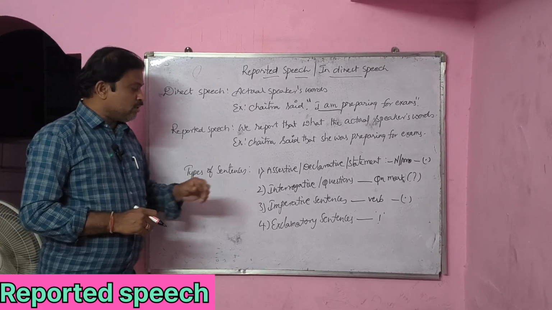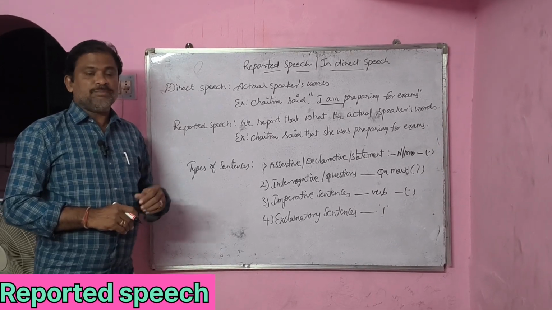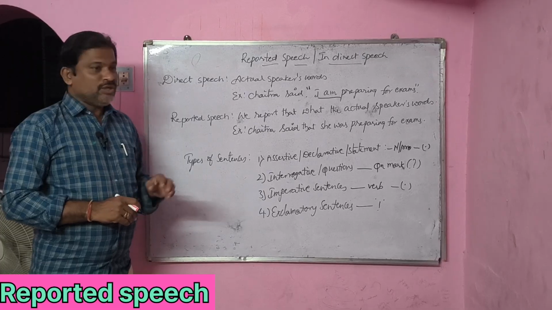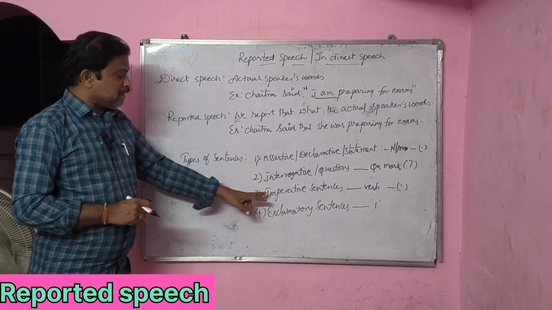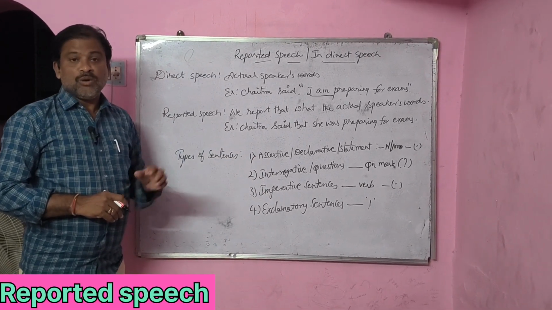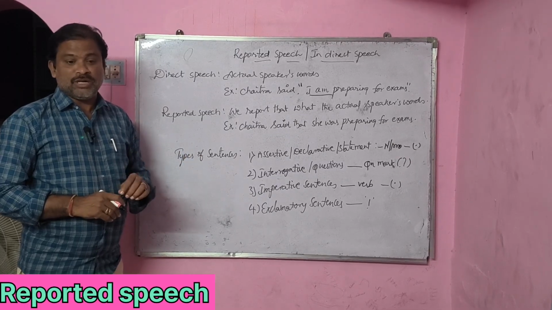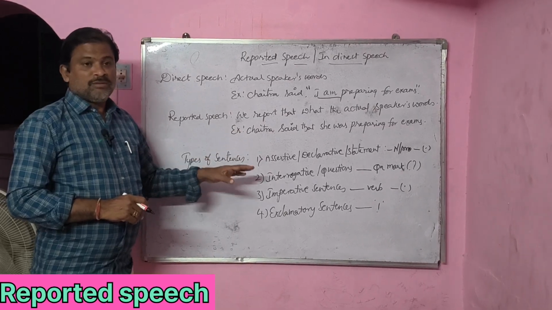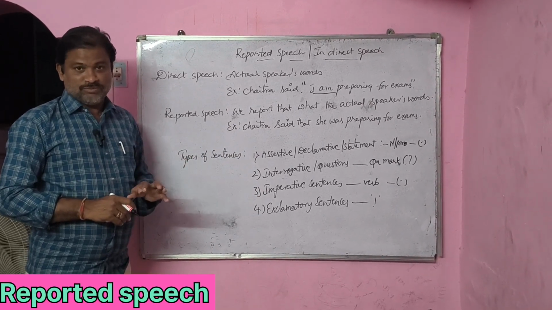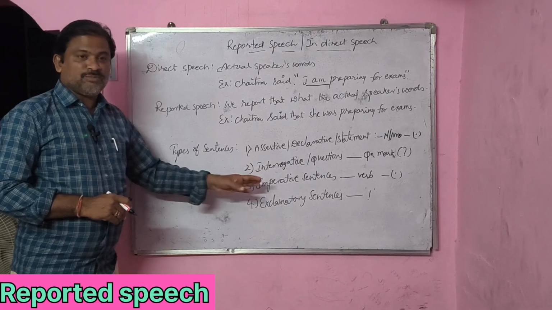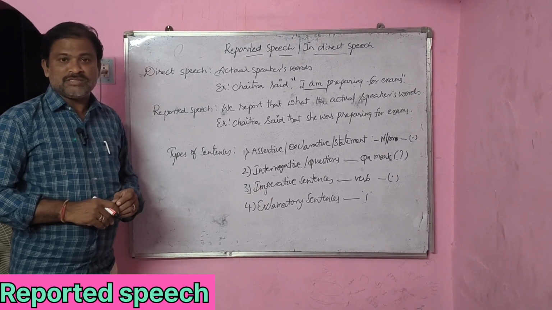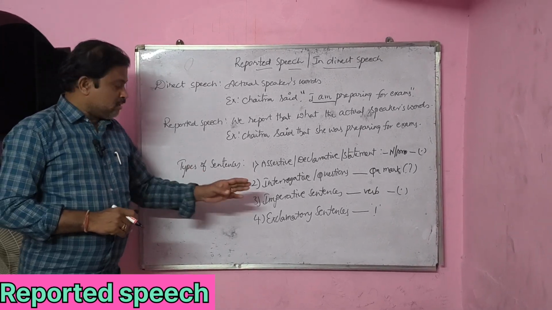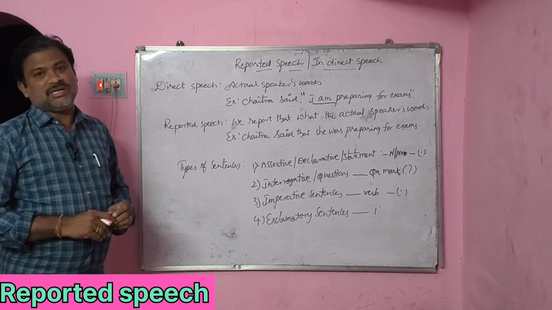Like this. Again, the third one is imperative sentences. An imperative sentence always starts with a verb and ends with a full stop. The main difference between statements and imperative sentences is that both end with a full stop, but a statement always starts with a noun or a pronoun, whereas an imperative sentence starts with a verb. Next example for the imperative sentence: Please give me a pen. Go and bring a file.